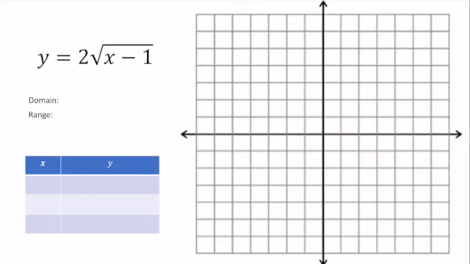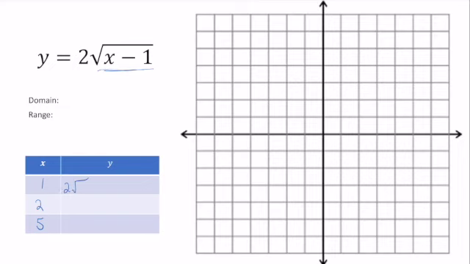Now, what if I have y equals 2 square root of x minus 1? Now, I'm going to be multiplying by a constant. Let's see what happens. I know from the last 2 slides to set our radicand equal to some perfect squares, which are 0, 1, and 4. And I got x values of 1, 2, 5.